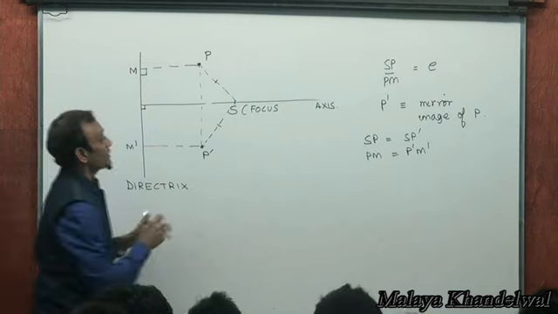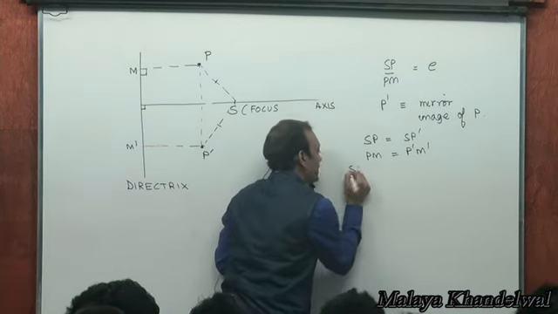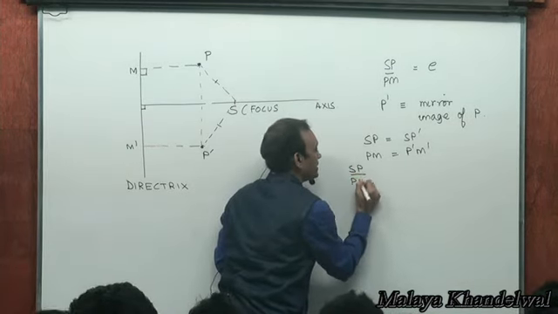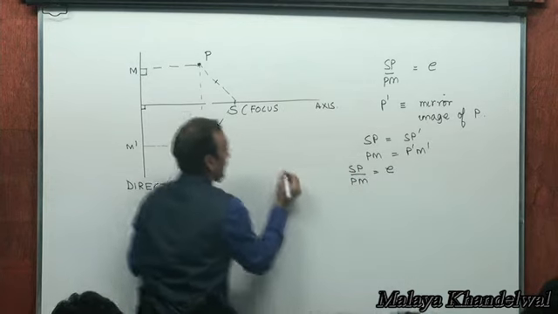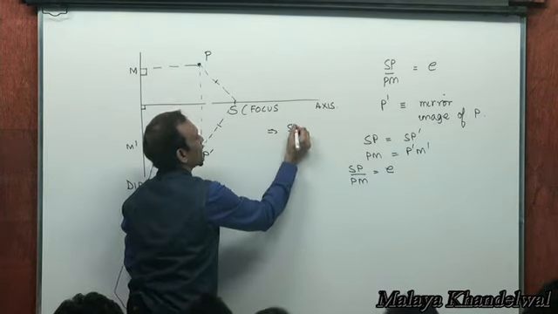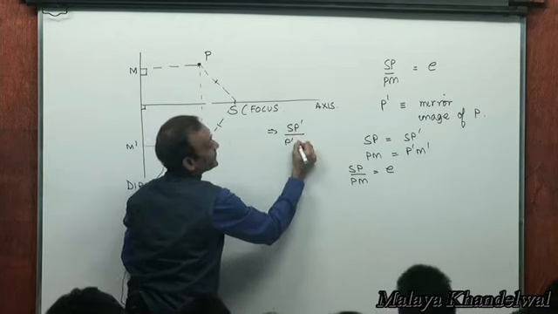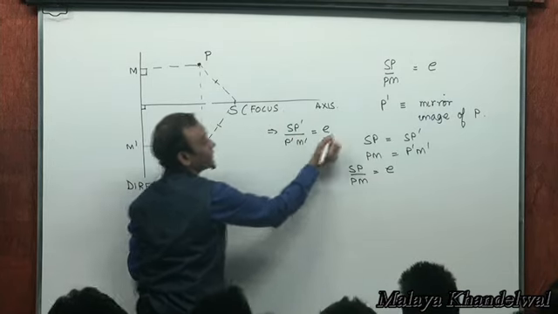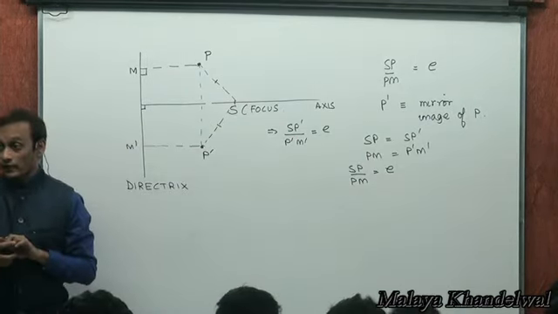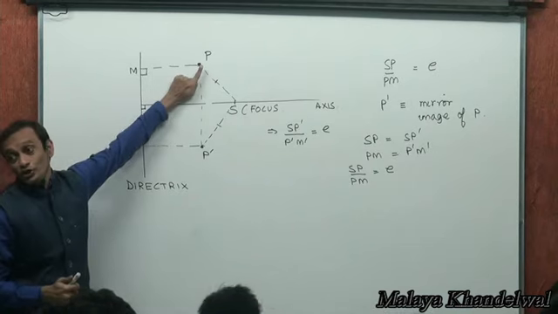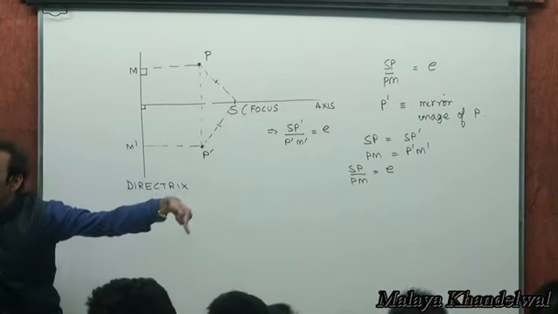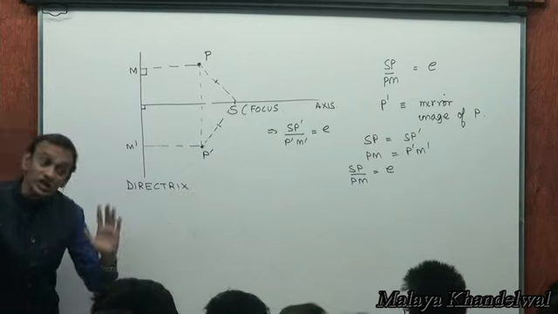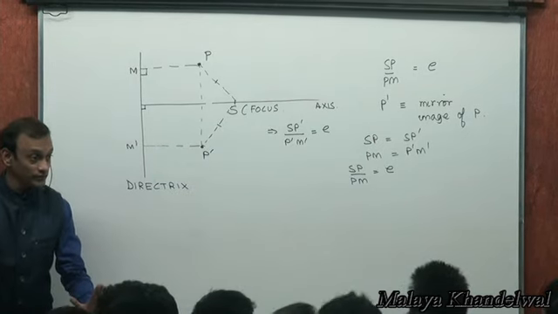Which means if SP by PM is E, then SP prime by P prime M prime is also E. Right? That means if P is a point on the conic section, then P prime will also be a point on the conic section. Yes or no? Right?